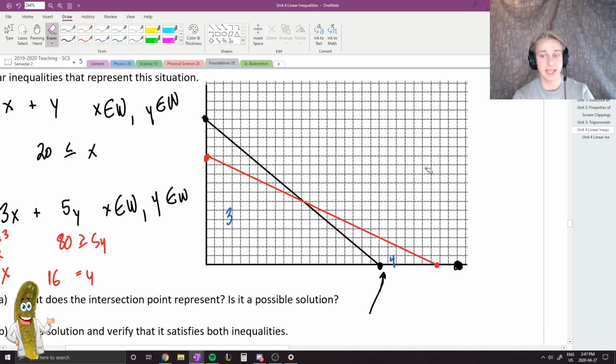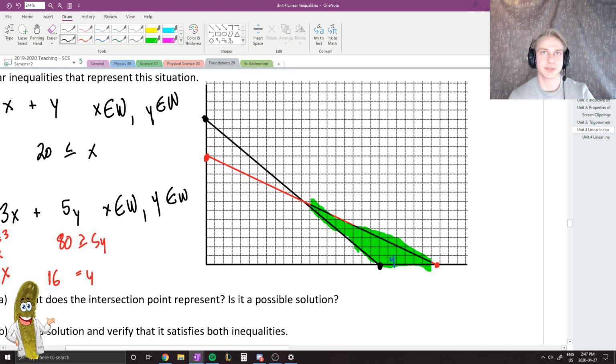So I haven't actually tested any of these points, but I can already prove that, in fact, I know that region 4 is the correct answer of where I can buy candles. Region 4 right here. I'm going to shade this in really poorly. Awesome.